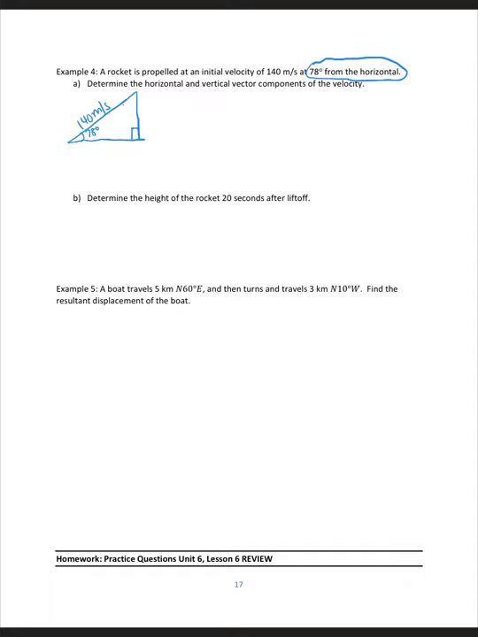So they want us to determine our horizontal vector, which we'll call x, and our vertical vector, which we'll call y. So we have one angle and one side. We should be thinking about using SOHCAHTOA to determine those other side lengths. So if I want to find my horizontal, let's say first, I'm going to use cosine. So I'd say the cos of 78 is equal to that x vector, my adjacent side, over my hypotenuse. And then I'm going to multiply the 140 over to the other side.